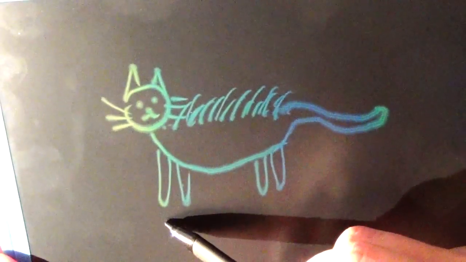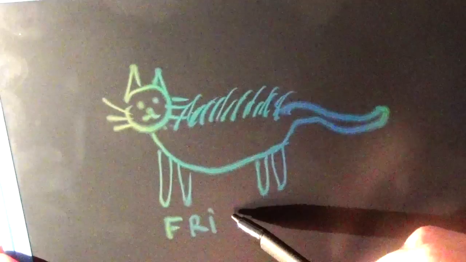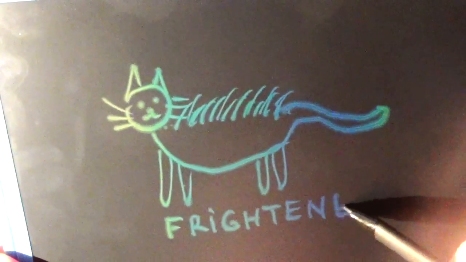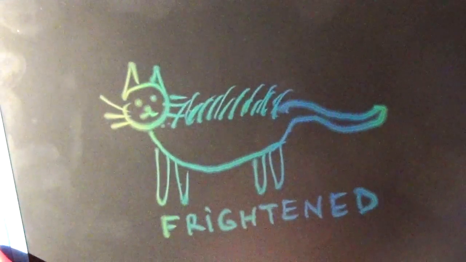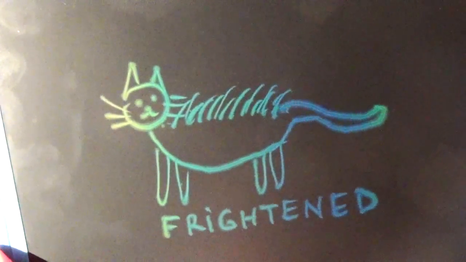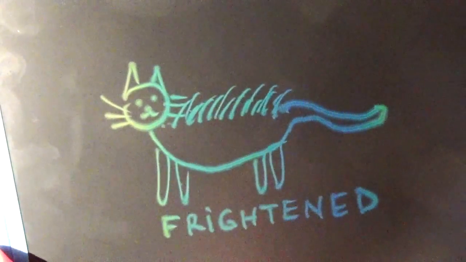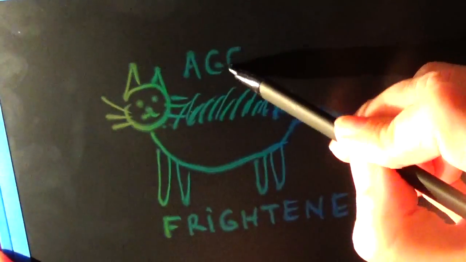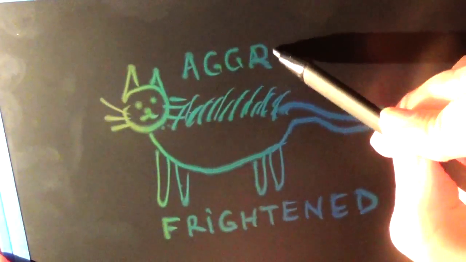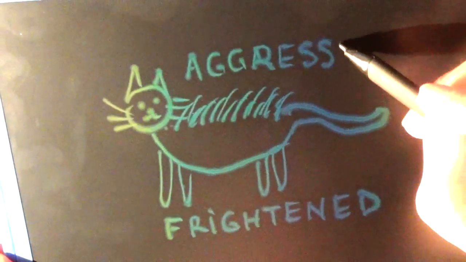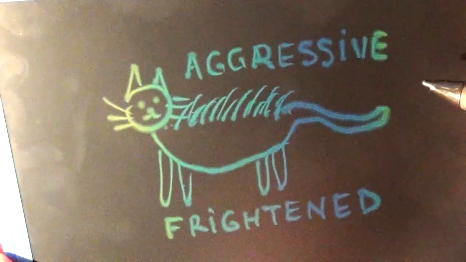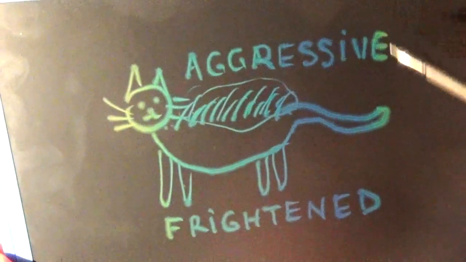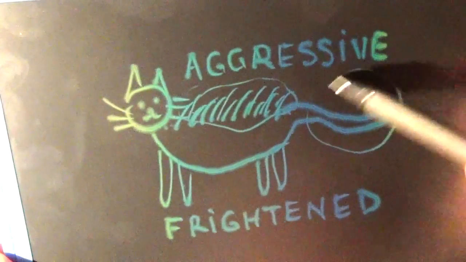That means that the cat is frightened. It can also mean that the cat feels aggressive. So this fur on the back indicates aggressiveness. And if the tail is low like this, it shows that it is frightened.